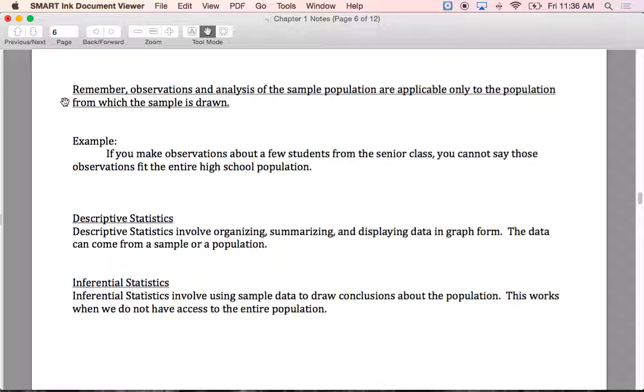Descriptive statistics involve organizing, summarizing, displaying data in graph form. The data can come from a sample or population. We'll look at that in Chapter 2. Inferential statistics involve using sample data to draw conclusions about the population. This works when we don't have access to the entire population. We will look more at this in Chapter 7 and 8. We'll look at the population given information from a sample.